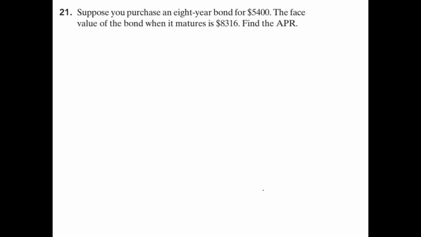Suppose you purchase an 8-year bond for $5,400. The face value of the bond when it matures is $8,316. Find the annual percentage rate, the APR.